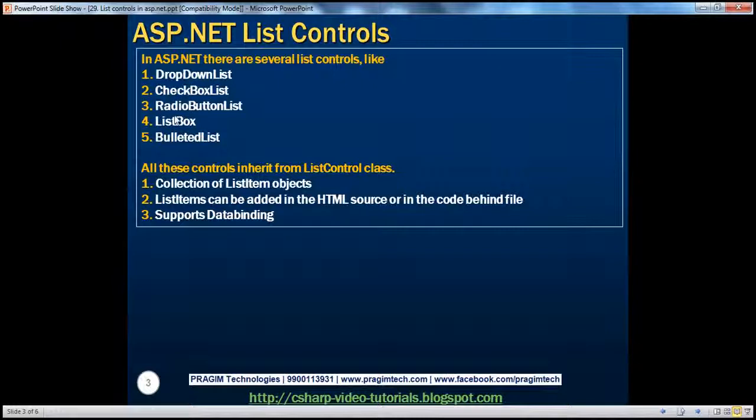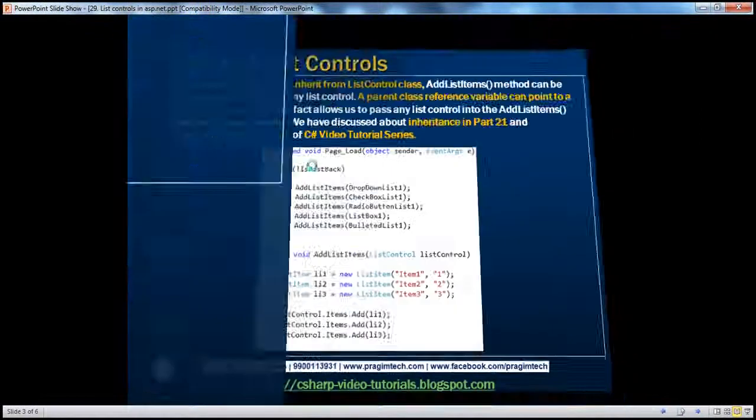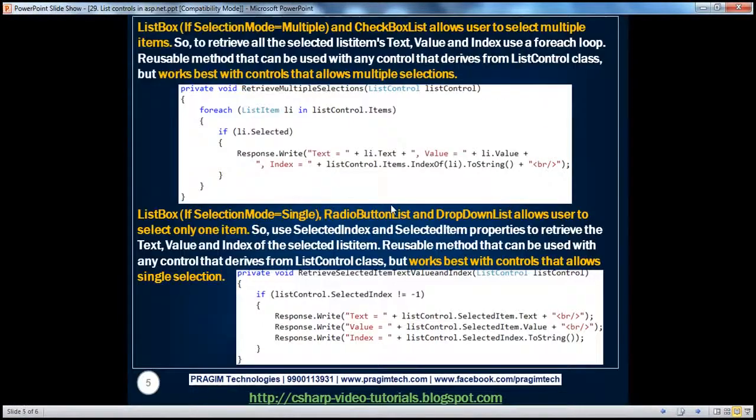Okay, so depending on the type of control that you are using, you can either select multiple items or one item. If the control supports multiple selections, then you probably have to loop through each list item and then retrieve the text, value and index of that list item. Whereas if the control allows only one selection, then it's enough if you retrieve that one selected item. You don't have to use a for each loop to loop through each item. Okay, let us see again how to write a reusable method which can do that.